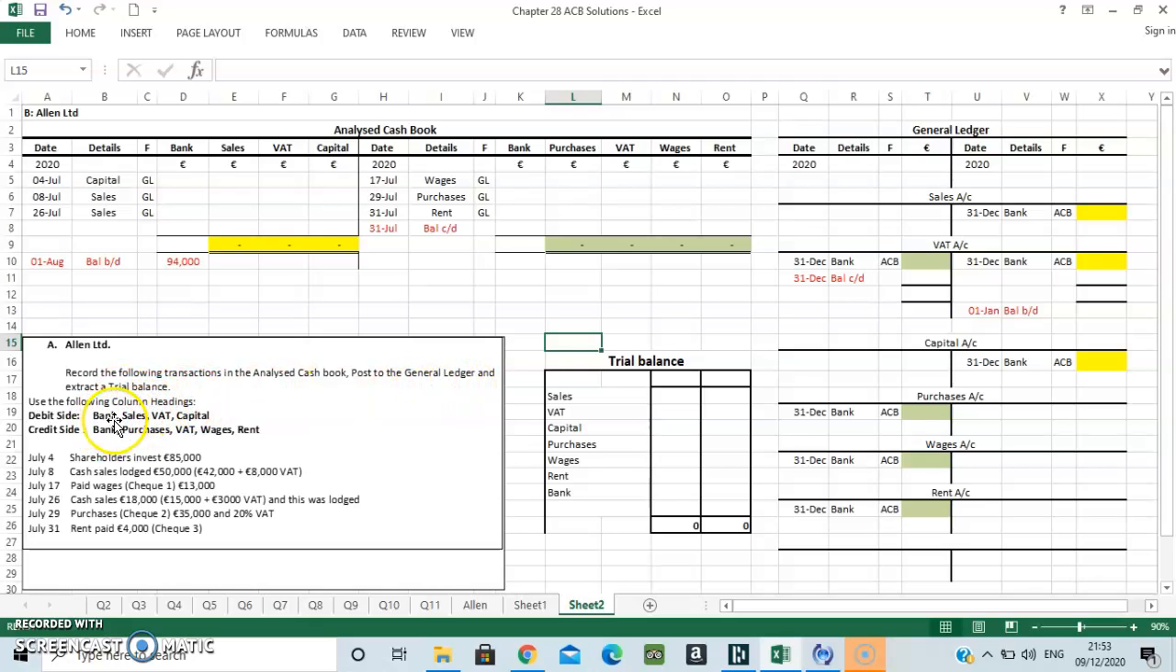And it says to use the following column headings: bank, sales, VAT, and capital on the debit side. Bank, purchases, VAT, wages, and rent on the credit side. And there's a list of some transactions for the month of July. Now, I've already written out some of my analyzed cash book. I'm going to fill out the figures in a moment.